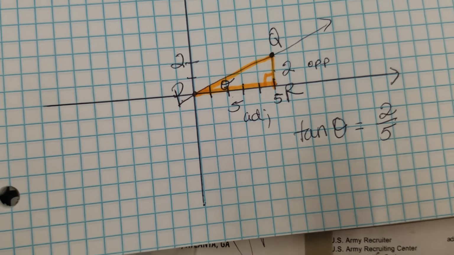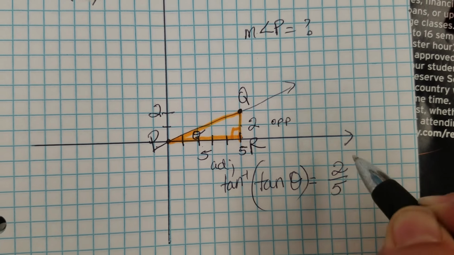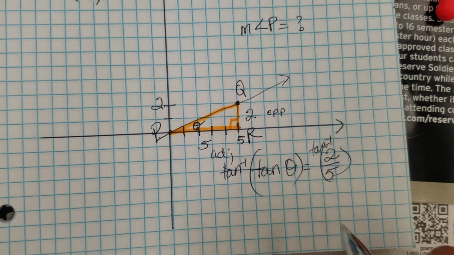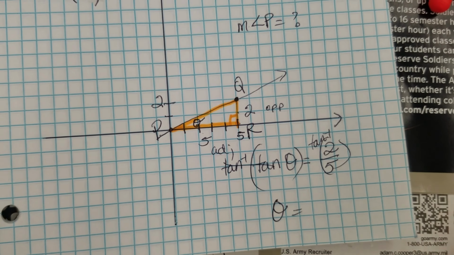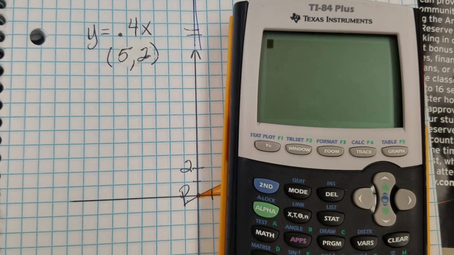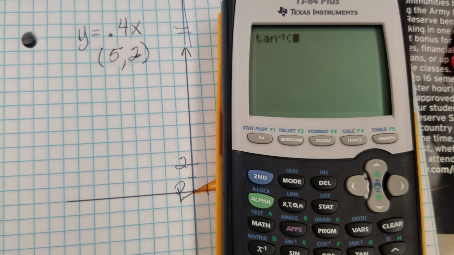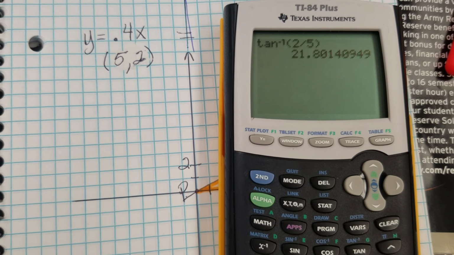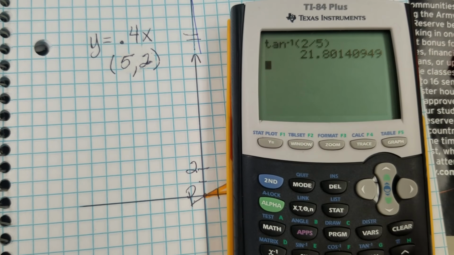So how do I find that? When I'm looking for an angle, you'll want to take the inverse tangent. So that would give me the angle. Then type that into your calculator, clear that mode. So I go to inverse tangent of 2 divided by 5. And then that'll give me the angle measure of 21.8 degrees.